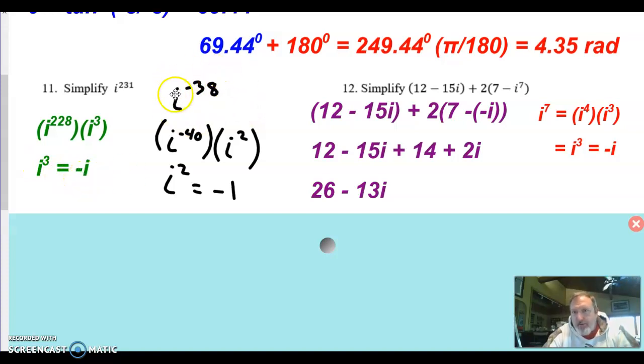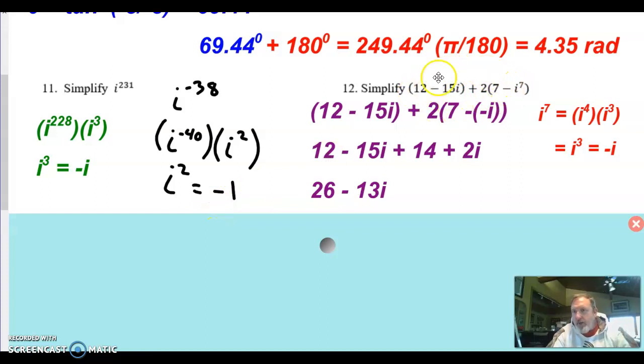This one was not on the review. I just added this one, negative 38. If you have a negative, we take the next multiple of 4 that's smaller than that, so that would be negative 40 times i squared. Why? Because these two add up to negative 38. This is a multiple of 4, so that's 1. 1 times i squared. i squared is negative 1.